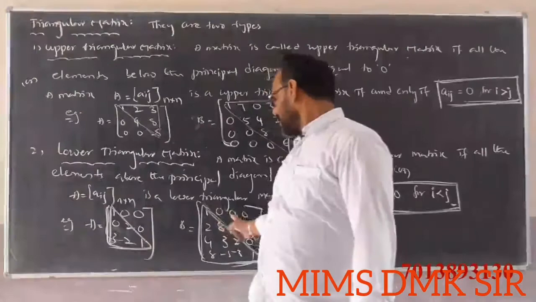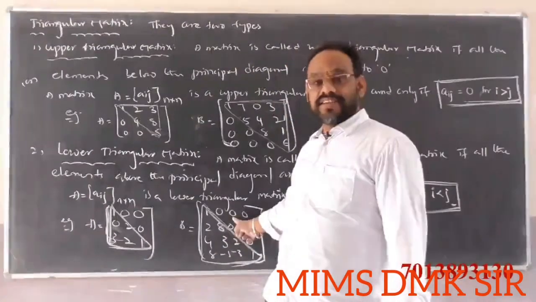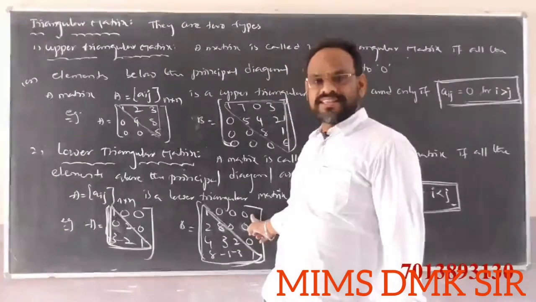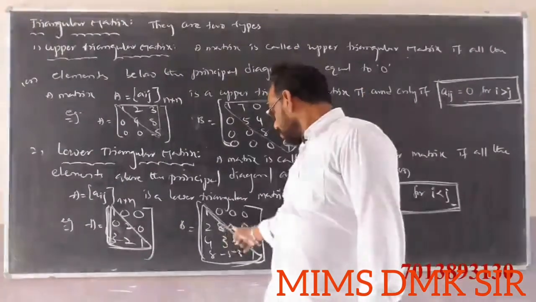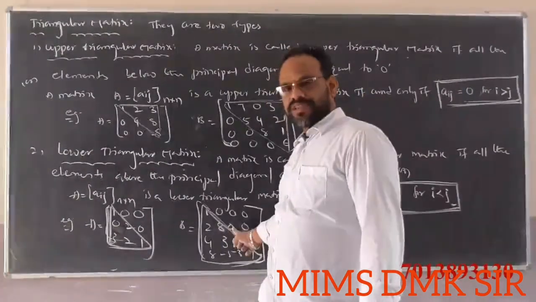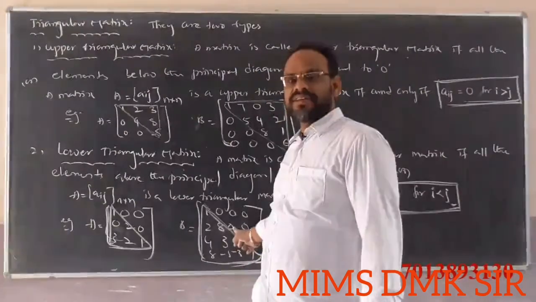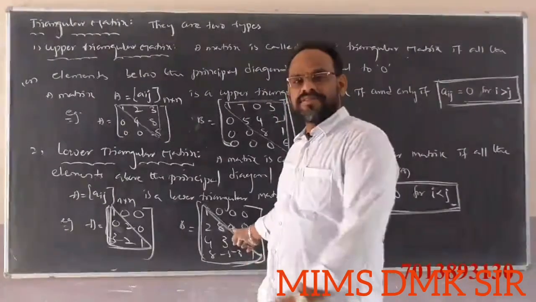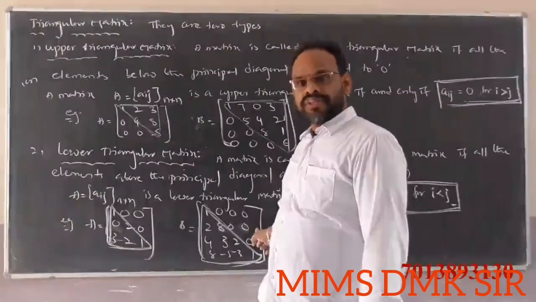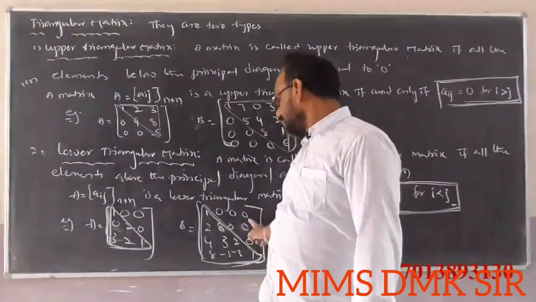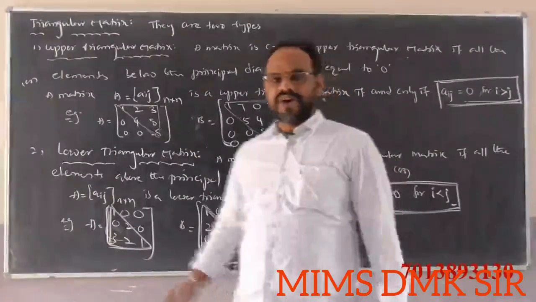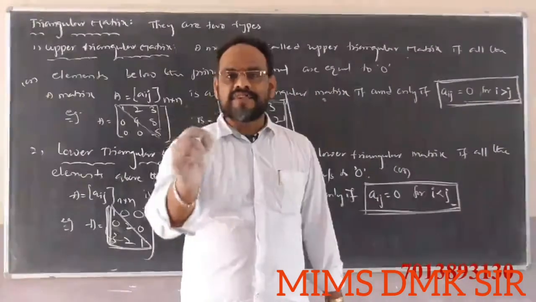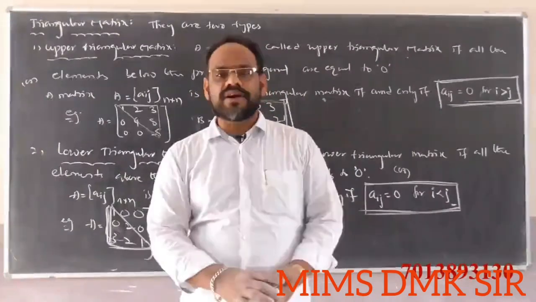The value is 0. a13, i is less than j, the value is 0. a14, i is less than j, the value is 0. This is the a23 element, i is less than j, the value is 0. This is a24, i is less than j, the value is 0. This is a34, i is less than j, the value is 0. If a_ij is 0 for i less than j, then the matrix is called what?